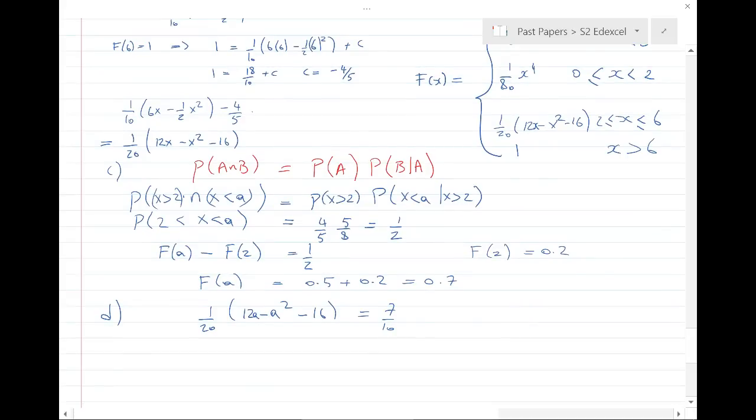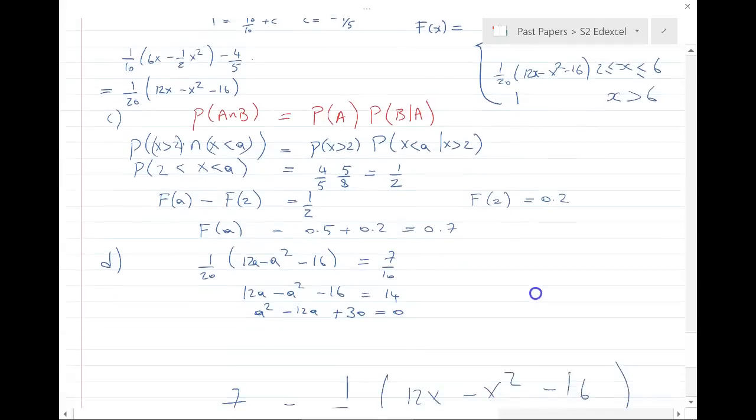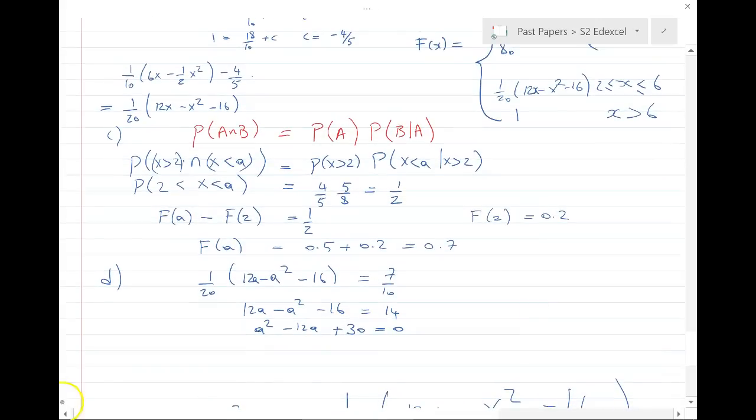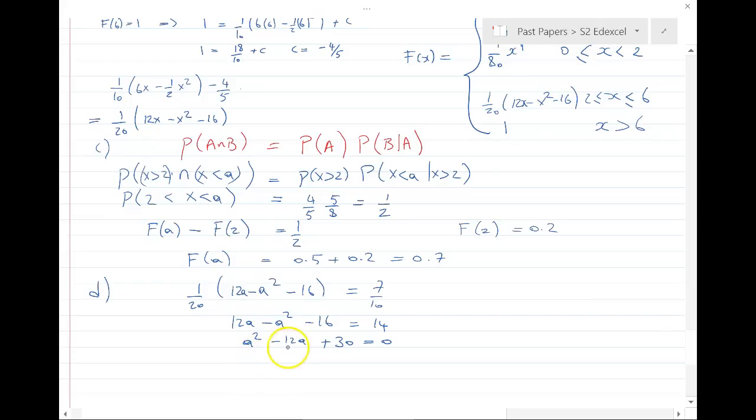So that gives me 12a minus a squared minus 16 is equal to 20 times 7/10, which is 14. So that gives me a squared minus 12a plus 30 equals 0. Okay. That doesn't factorise. I'm going to complete the square, which I think is an easy method when the coefficient of a squared is 1 and you've got an even number here.